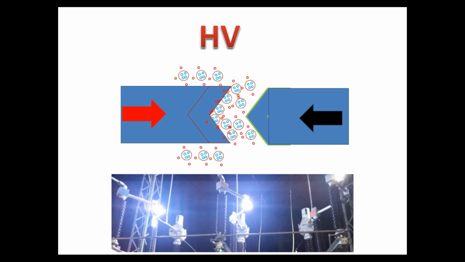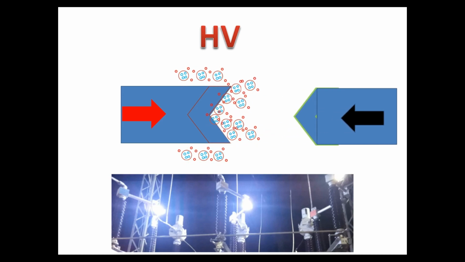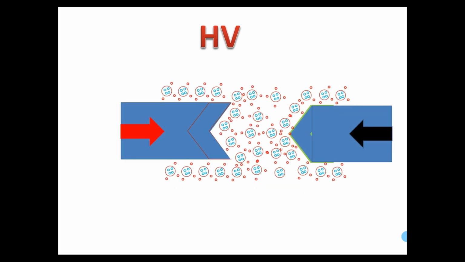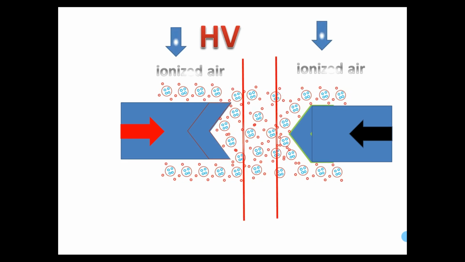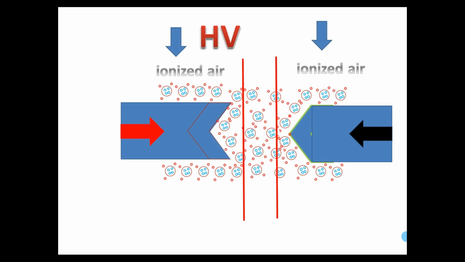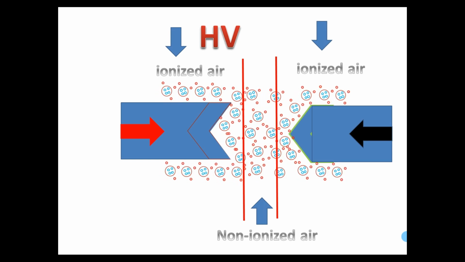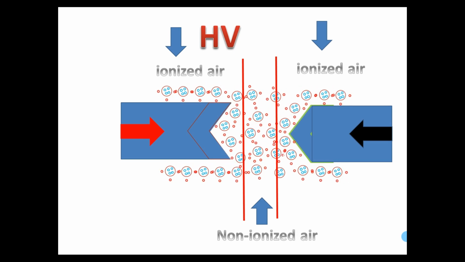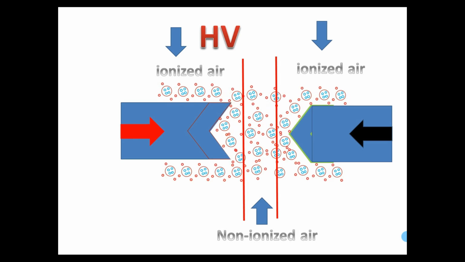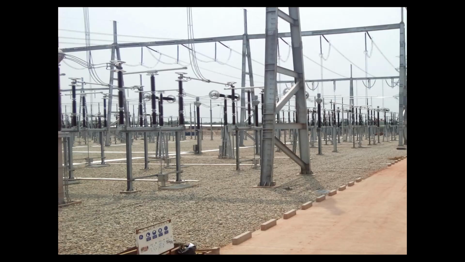The spark will extend as long as we have ionized air. Once we come to non-ionized air, the spark stops. By this same concept, in the isolator also the spark stops when it moves towards non-ionized air. If the isolator moves very slowly, then the ionization can keep up and the spark cannot be broken. So the moving should be a little bit fast to break this spark.